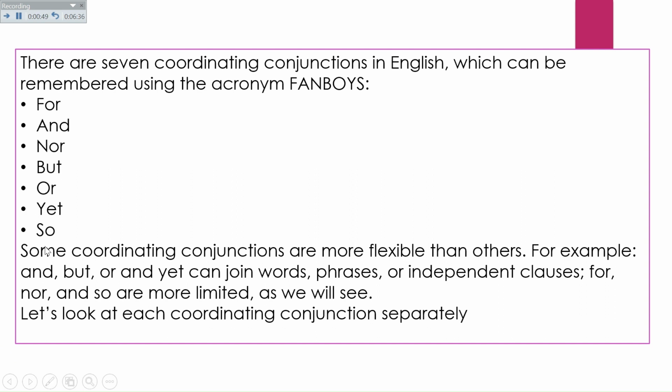Okay, guys, you need to remember that some coordinating conjunctions are more flexible than others. For example, and, but, or, and yet. These are four: and, but, or, and yet. They can join words, phrases, or independent clauses, while for, nor, and so are more limited, as they join only independent clauses. That's what you need to remember, guys, as we will see. Let's look at each coordinating conjunction separately. Today we will discuss only two, for and and. I will discuss the others in a separate video. So let's talk about for now.